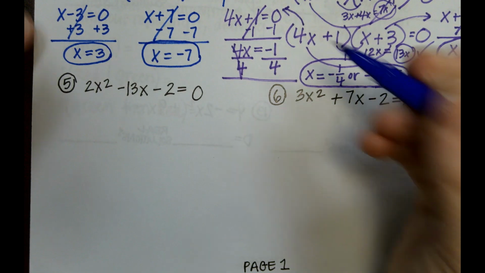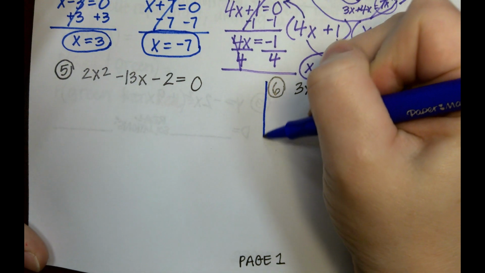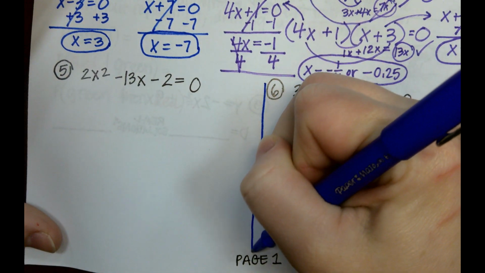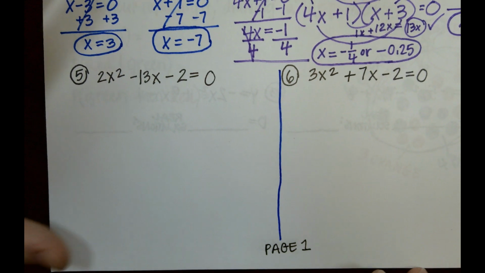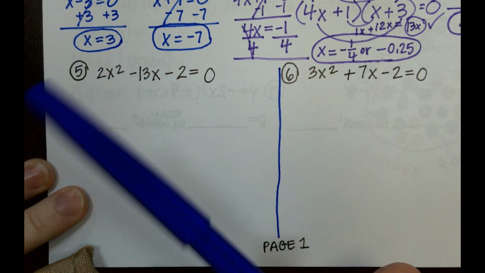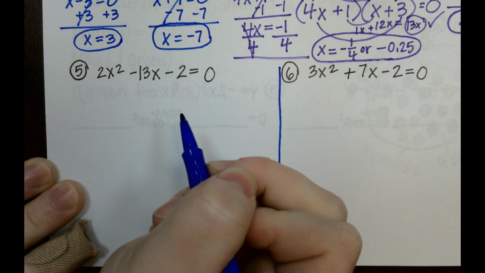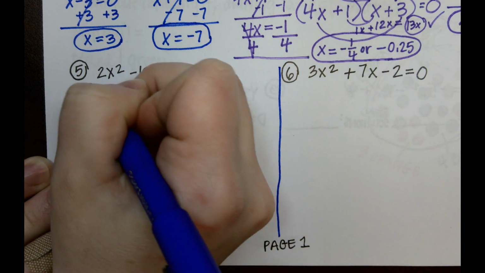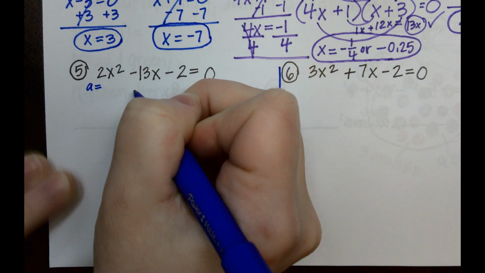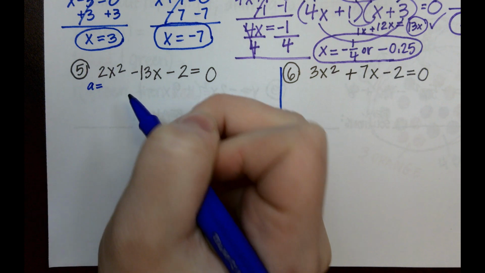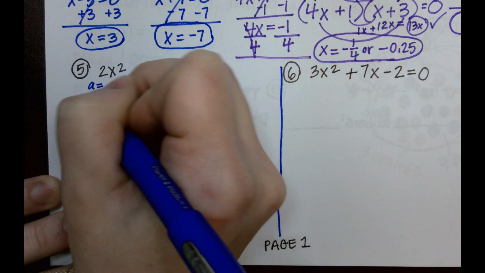So I'm going to zoom in just a little bit, and I'm going to make myself a boundary line so I don't go too far over on accident. So using the quadratic formula, what should I do first? Yeah, let's identify A, B, and C. I think that's always the best first step, just to make sure we don't plug something in incorrectly.